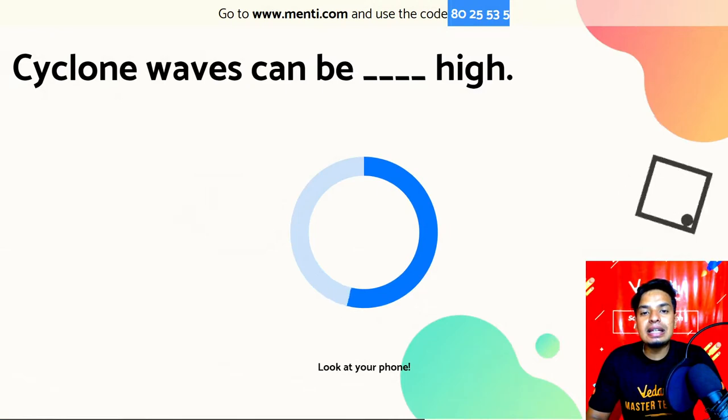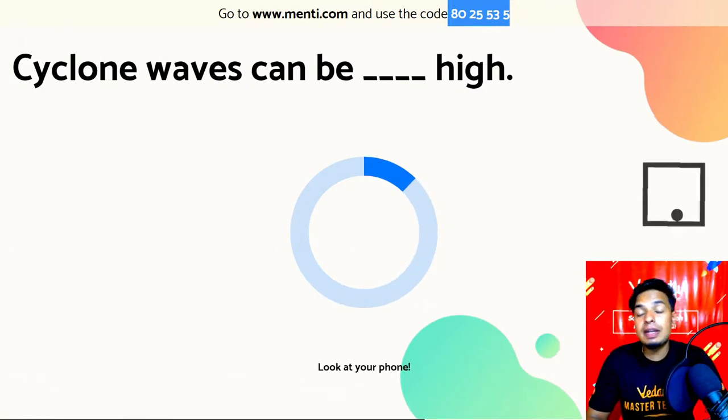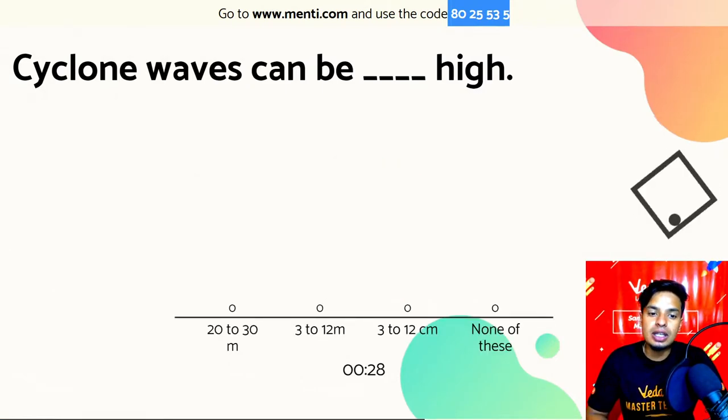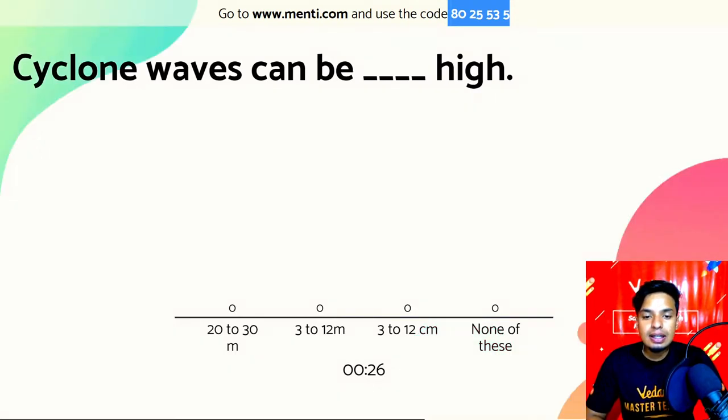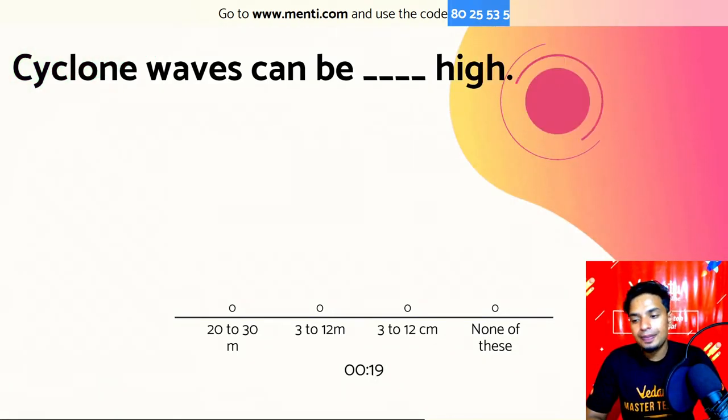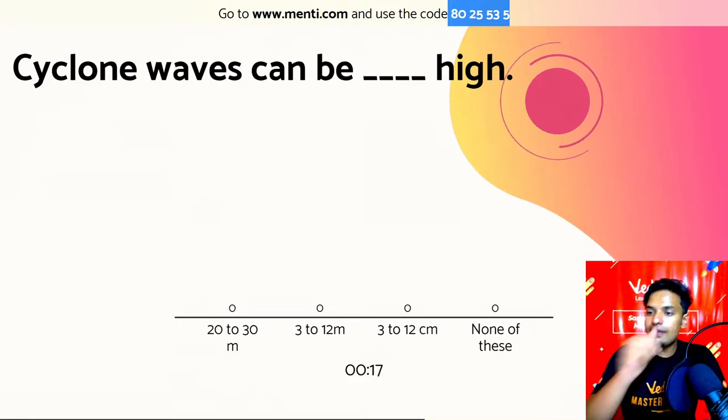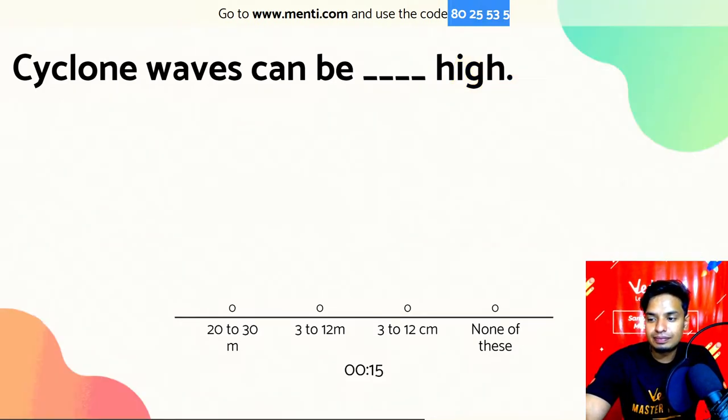Cyclone waves can be dash high. How high can the waves be? 20 to 30 meters, 3 to 12 meters, 3 to 12 centimeters, none of this. How high can the waves of cyclones be? Easy. Very, very easy. Come on. Easy peasy, lemon squeezy.